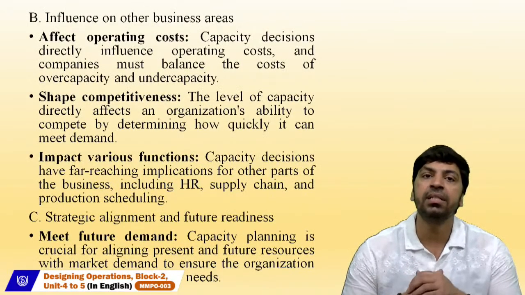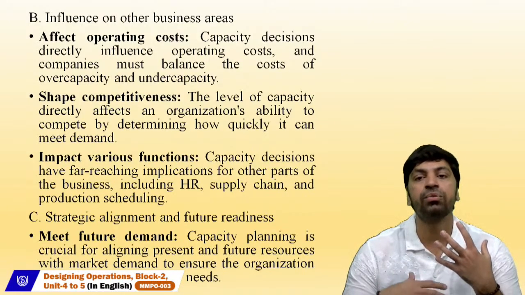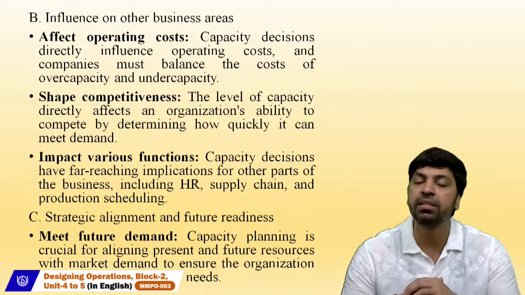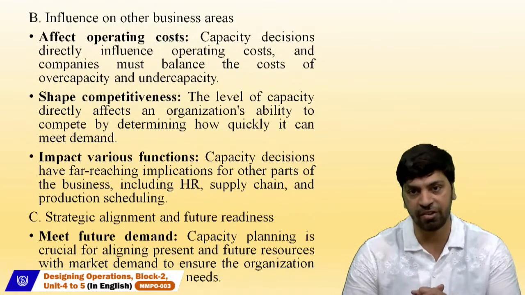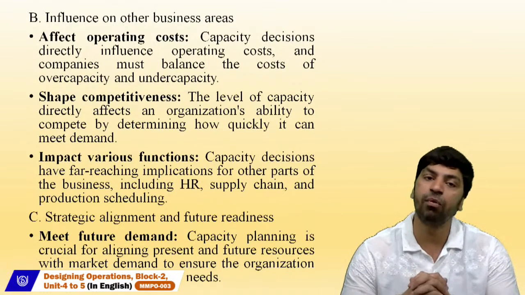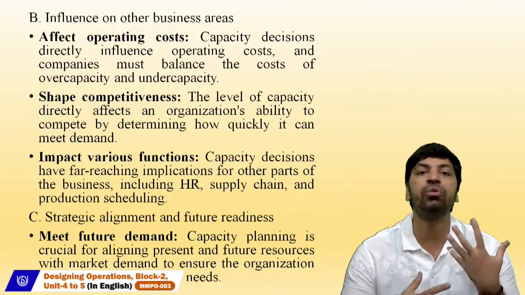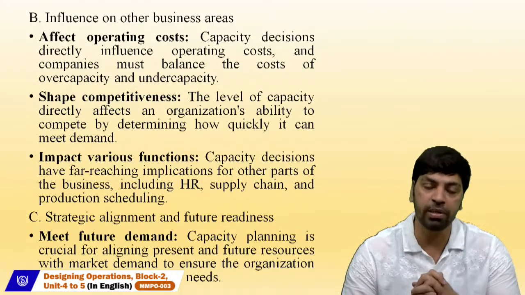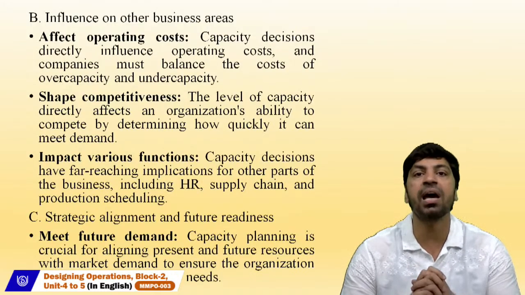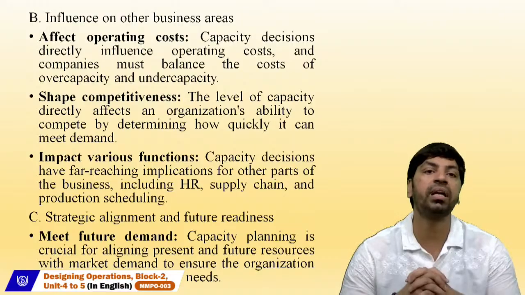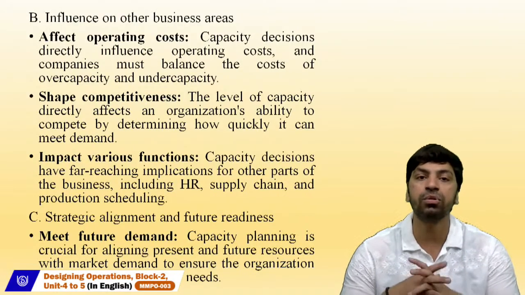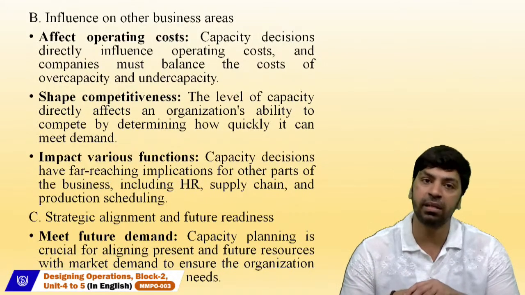The next is that it can also be called strategic because it influences other business areas. These are the main four parts of how it could influence the other business areas. It affects the operating cost. Capacity decisions directly influence the operating cost, and in fact companies must balance the cost of overcapacity and undercapacity.